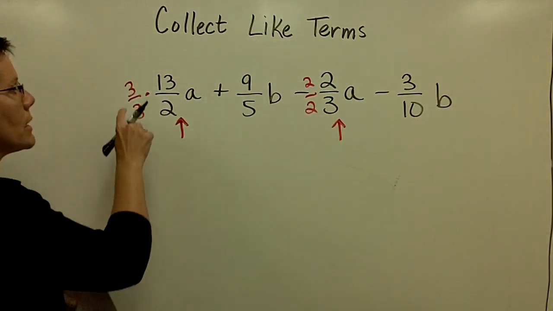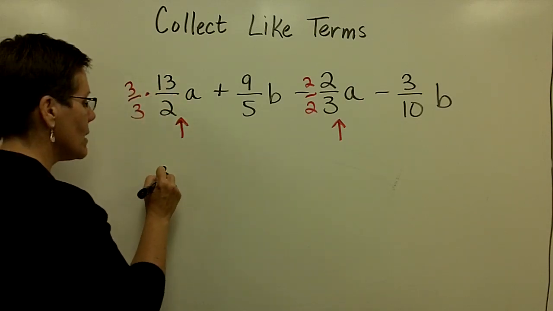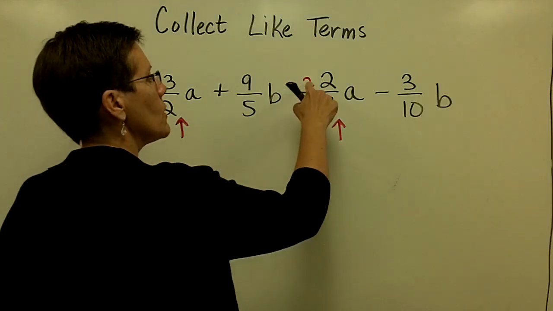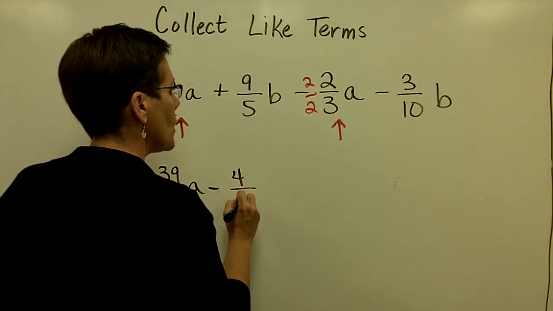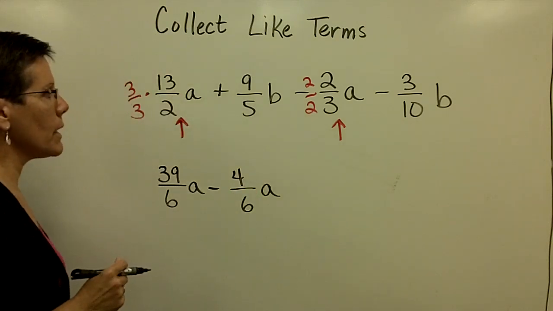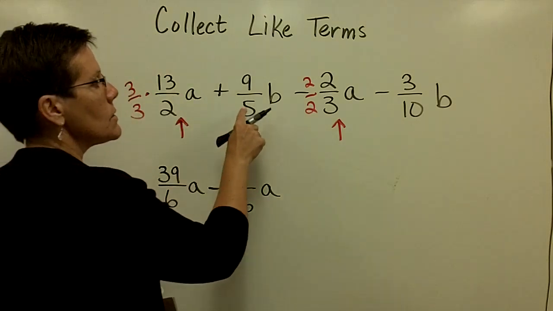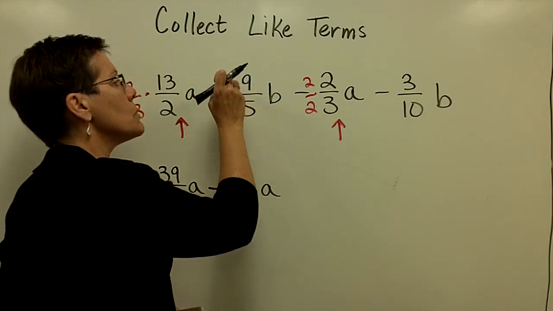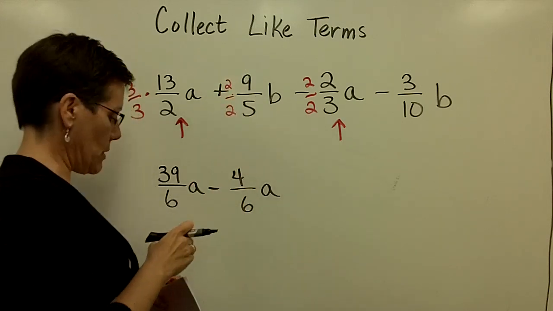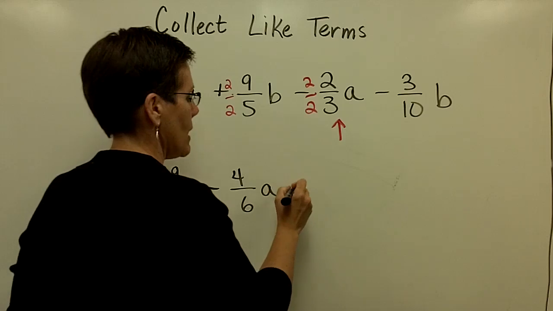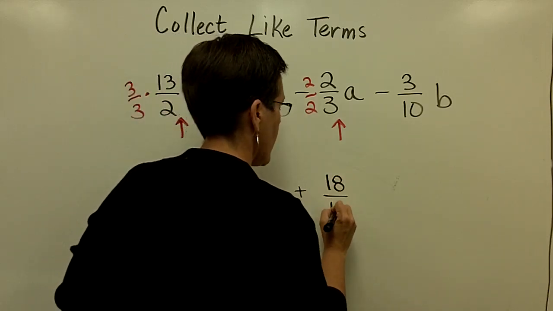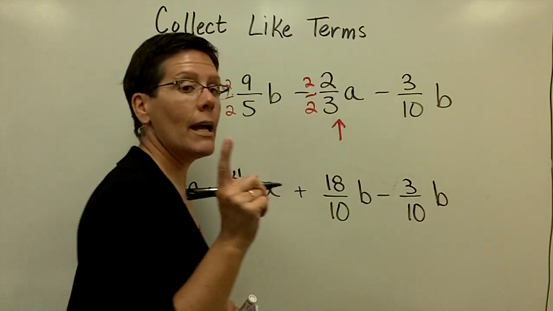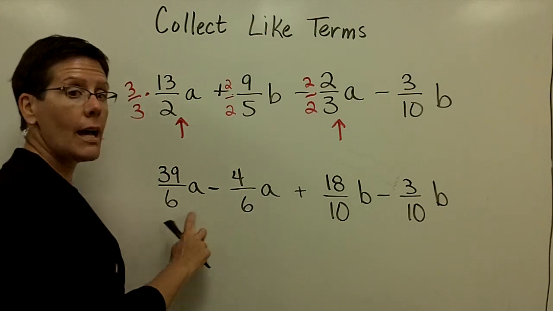So let's put them next to one another. So here I have a 39 over 6a. I have a minus sign here, and here I have 4. 2 times 2 is 4 over 6a. So I'll get ready to combine those in a minute. This 5 and this 10 have a common denominator of 10. So this 9/5 needs to be multiplied by 2 on top and 2 on the bottom to make that become a 10. 2 times 9 is 18/10b. And then I have the 3/10b. And I am ready to now combine my like terms because I've gotten common denominators.